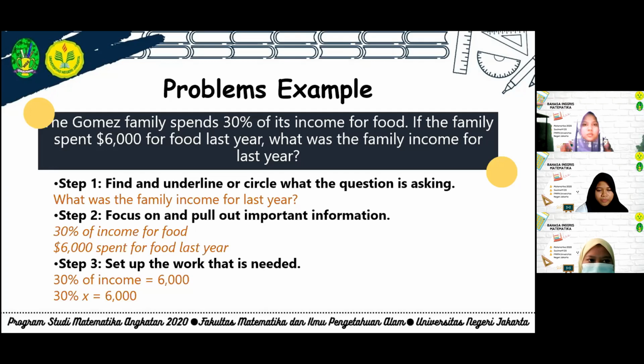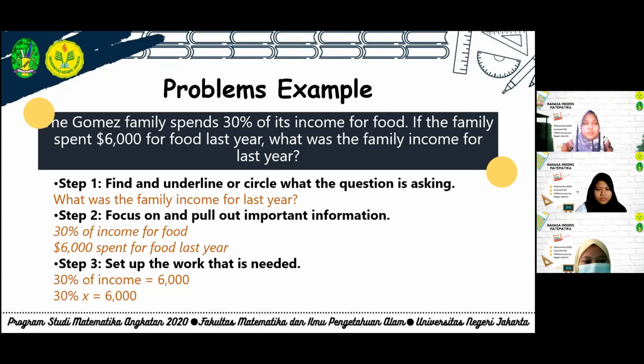Problems example. The question is, the Gomez family spends 30% of its income for food. If the family spent $6,000 for food last year, what was the family income for last year? Step 1. Find and underline or circle what the question is asking. That is, what was the family income for last year?